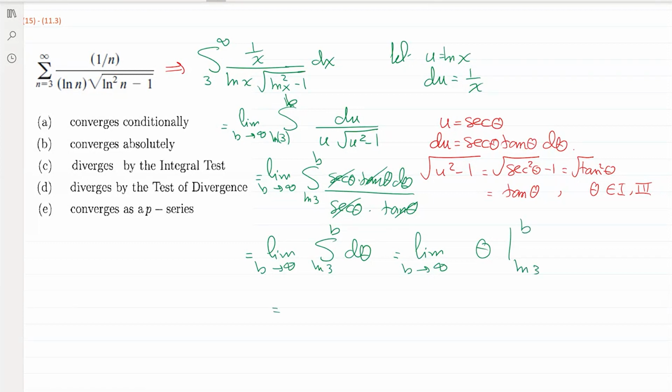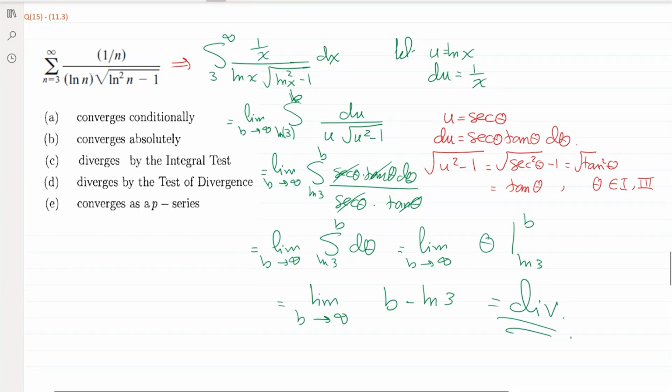And this is equal to what? It's clear that it will be the limit as b goes to infinity of b minus ln 3. As b goes to infinity, it will be divergent. So it is divergent, but using what? Using the integral test.